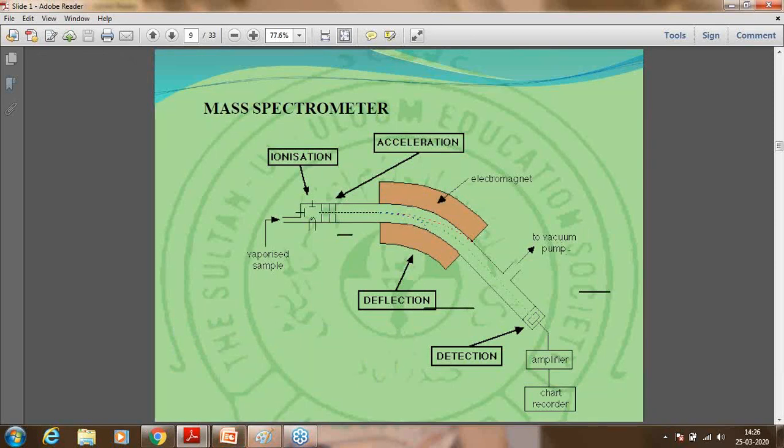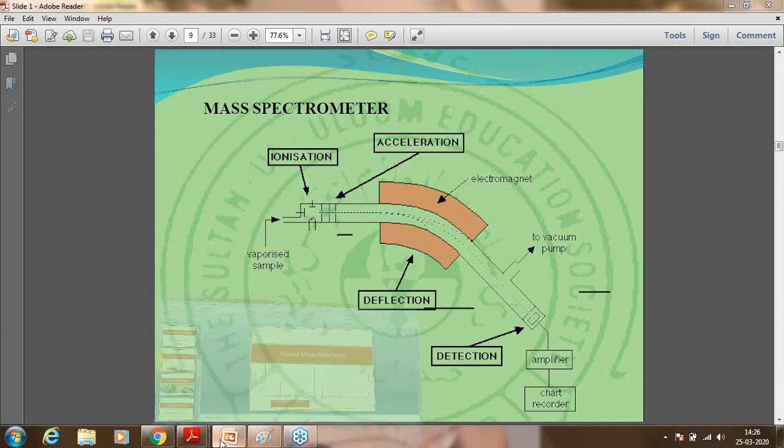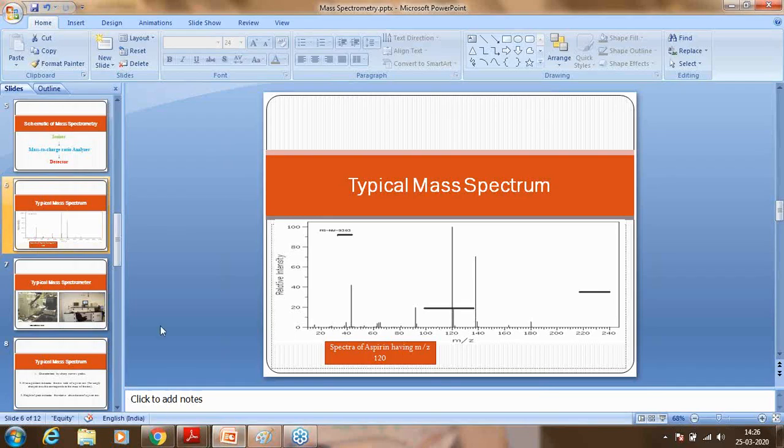You can see here, this is a vacuum pump. We already told you that all this working is conducted in high vacuum conditions, less than 10 to the power minus 5 torr. Okay, next.